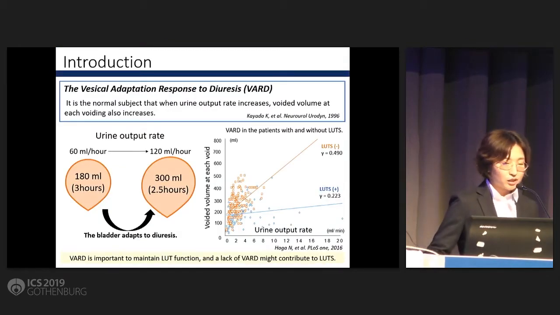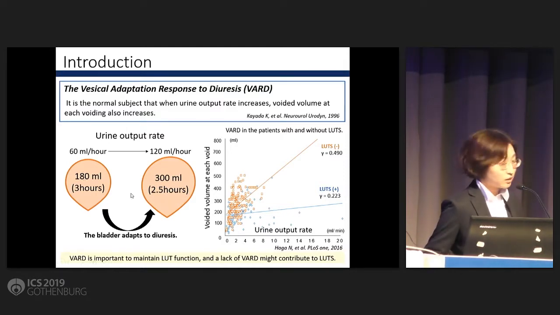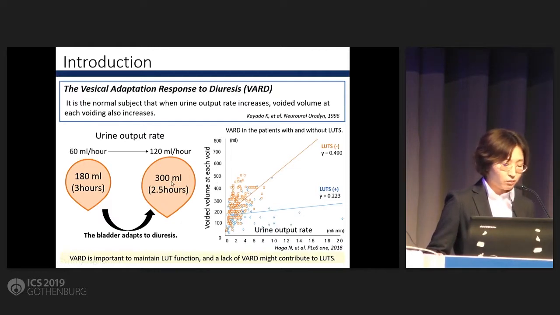The vesical adaptation response to diuresis, VLD, is a normal subject that when urine output rate increases, voided volume at each voiding also increases, like this. We demonstrated that VLD in the patient was maintained without LUTs and lacked with LUTs. Therefore, VLD is important to maintain lower urinary tract function, and lack of VLD might contribute to LUTs.